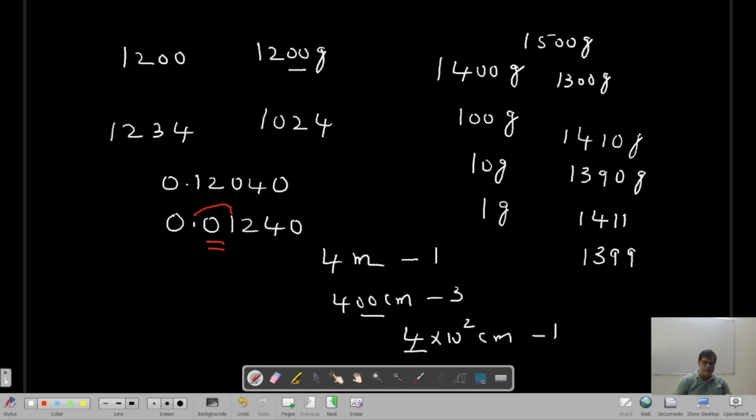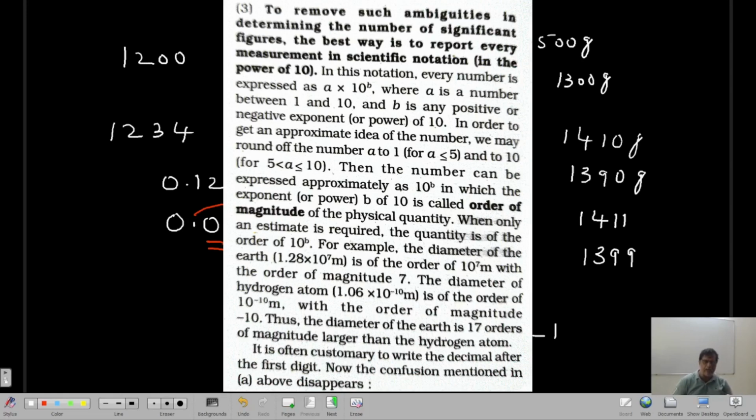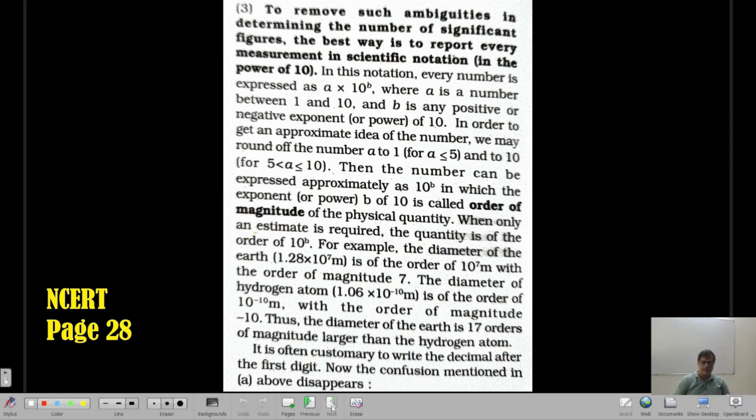So if you refer to the NCERT text, it is very clearly written that to avoid the ambiguity regarding the significance of the trailing zeros, every measurement should be reported in a scientific notation. Now what do you mean by reporting in a scientific notation? Very simple. It is representing the number in terms of the order of magnitude. Order of magnitude means expressing in terms of powers of 10. And there are four rules for determining the order of magnitude of a number.